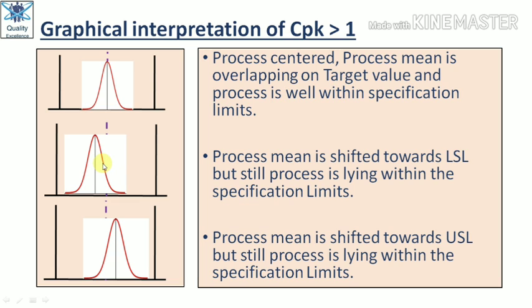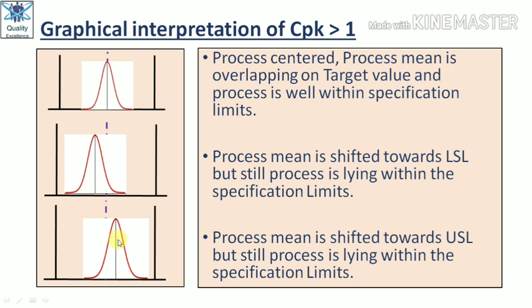The second scenario, the process mean is not overlapping on the target line. It is shifted towards LSL, but your overall total process is lying within the specification limit. It is not going outside the specification limit. In this case also CPK will be greater than 1.